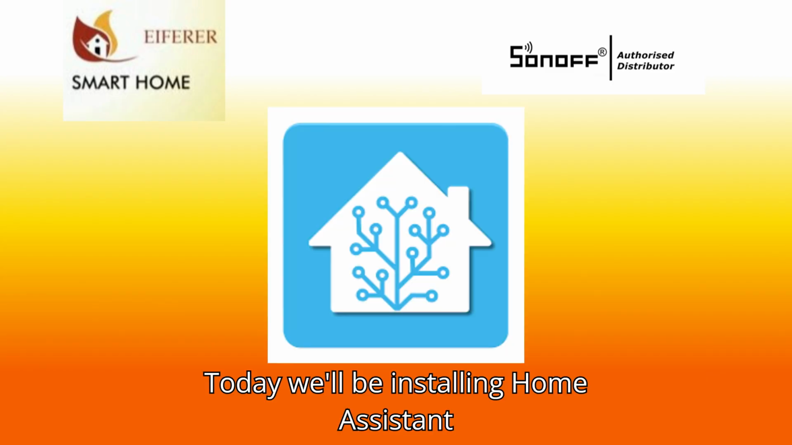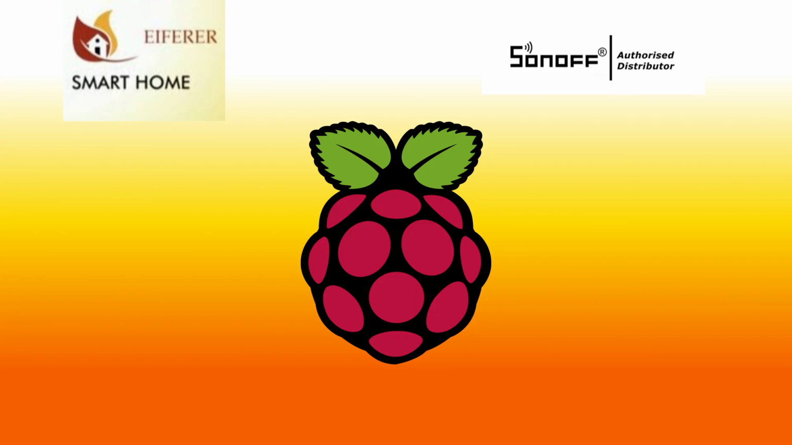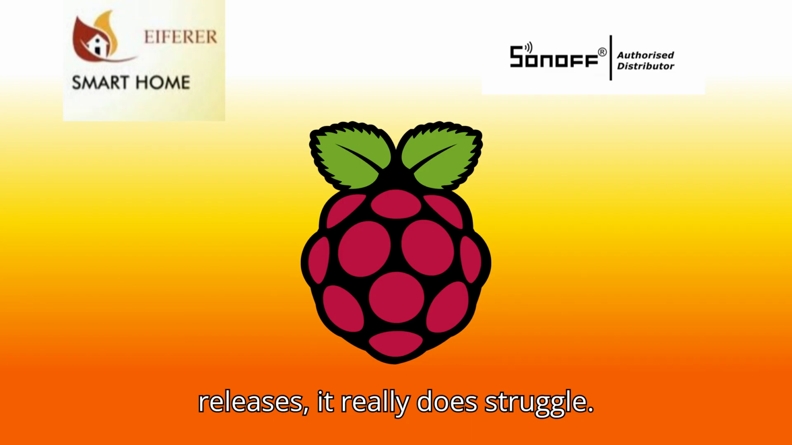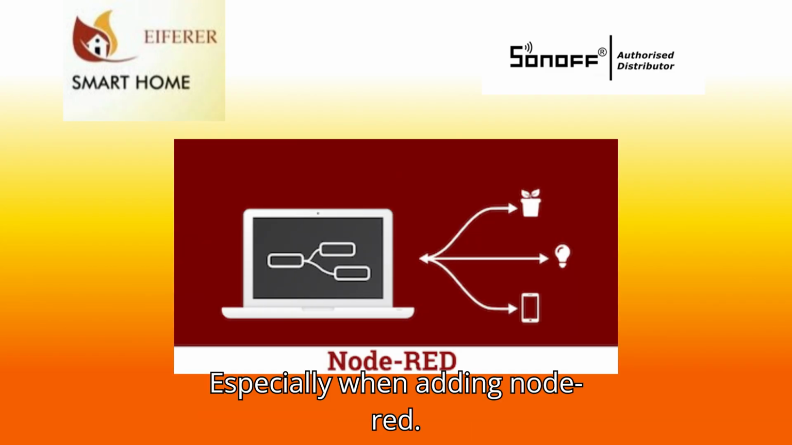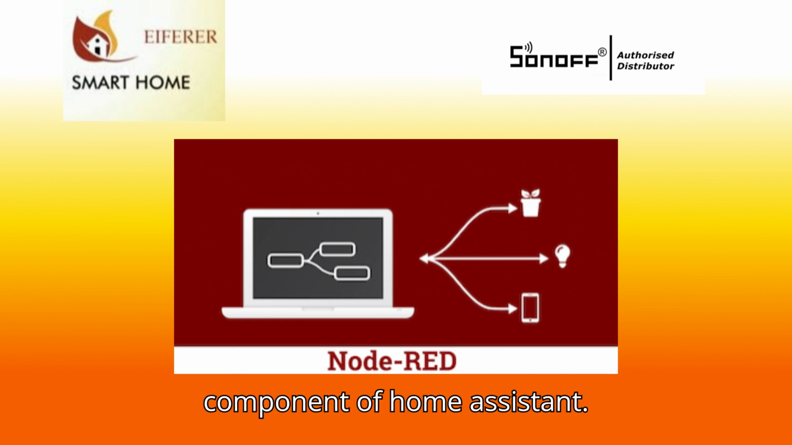Today we'll be installing Home Assistant on a Raspberry Pi. We're going to be using the Raspberry Pi 4, but you can use the Pi 5. Just a note, the Raspberry Pi 3 you can install Home Assistant on, but as of recent releases, it really does struggle, especially when adding Node-RED. For me, Node-RED is an essential component of Home Assistant.